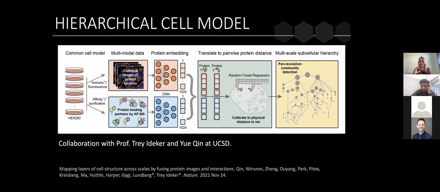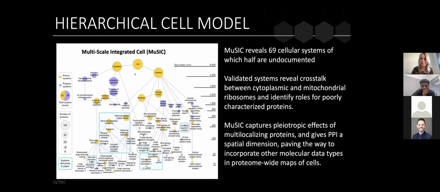So basically we're looking for communities in the data that are at the bottom here, very stringent, like tight complexes, and then gradually we relax the parameters and find larger and larger systems in the cell. And at the top, of course, this would be the parent, the cell node. And here we revealed 69 cellular systems, and it kind of resembles a gene ontology that you're used to seeing, but this is purely data driven. And we see the cytoplasm and the nucleus, and then we see smaller and smaller and smaller systems.